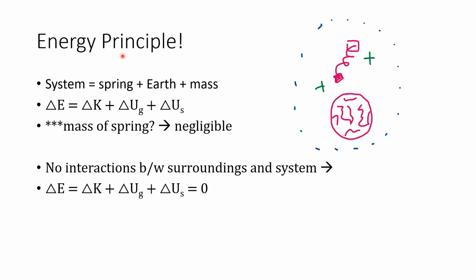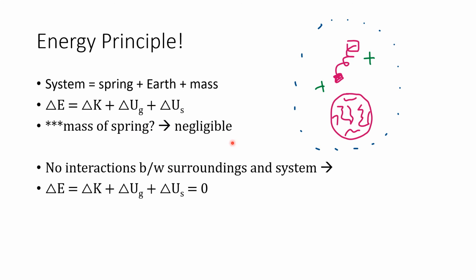Now we can use the energy principle to predict the changes in energy of the mass. We'll consider the system to be the spring, earth, and the mass. This means that the total change in energy will be equal to the change in kinetic energy from the mass plus the change in gravitational energy plus the change in spring potential energy. Again, note that we are assuming that the mass of the spring is negligible, so that it does not contribute to the kinetic or gravitational potential energies.